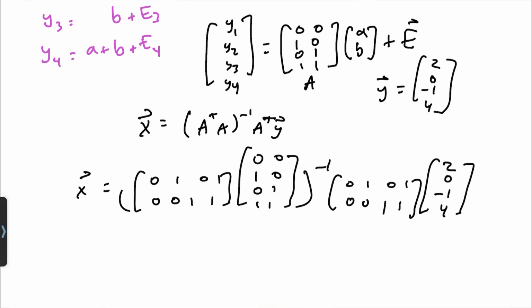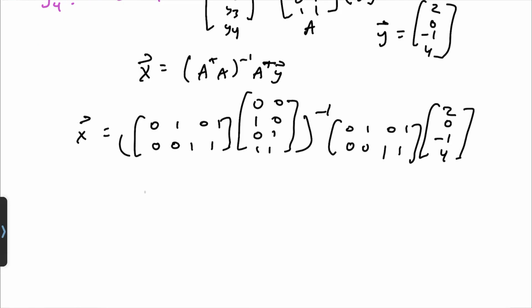And I don't want to do that. If you've done this on your own, the answer should get you A is equal to 5/3 and B is equal to 2/3. So what does this actually mean? This means for diet A, on average, people lost 5/3 pounds to that diet. And for diet B, they lost 2/3 of a pound.